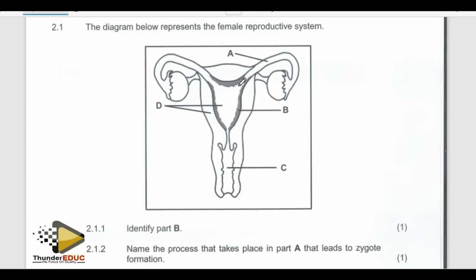Okay, A, what is A? Fallopian tube. B, endometrium. C, vagina. That one is obvious. What is the second name for vagina? Birth canal. All right, what is D? D is uterus. Don't forget, I always say that the uterus is divided into 3: the first one, the uterine wall, the endometrium, the inner lining of the uterus, and then the uterine cavity, the space of the uterus. So basically all of it is uterus, but it's just divided into different components.